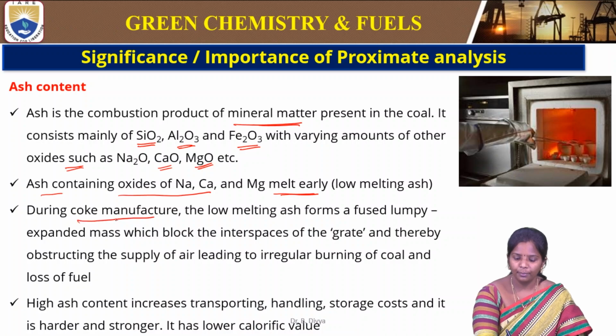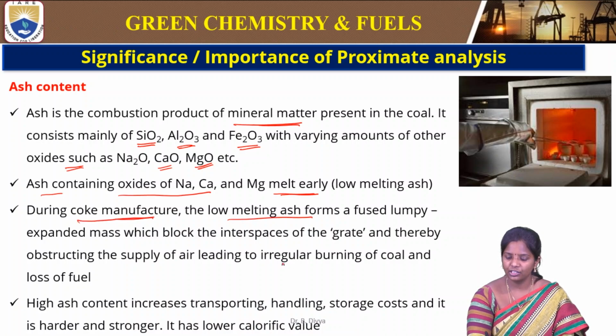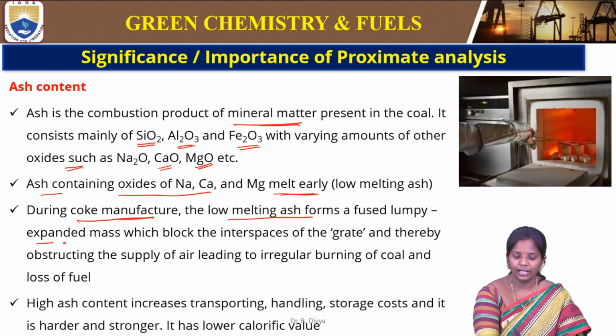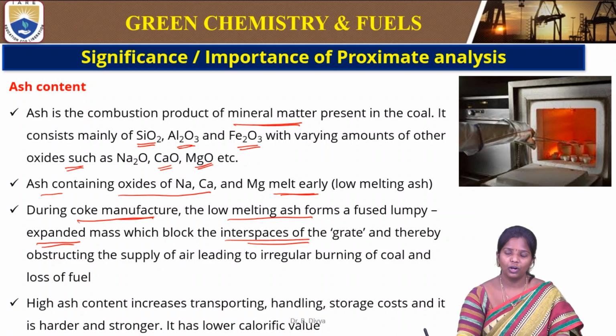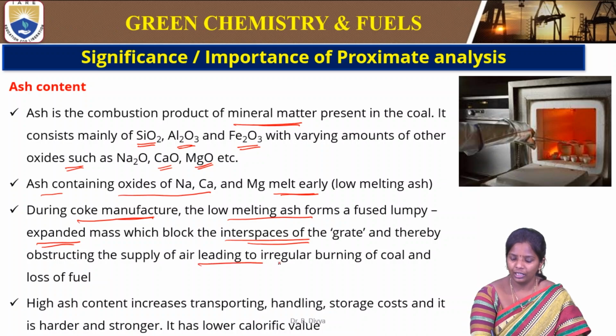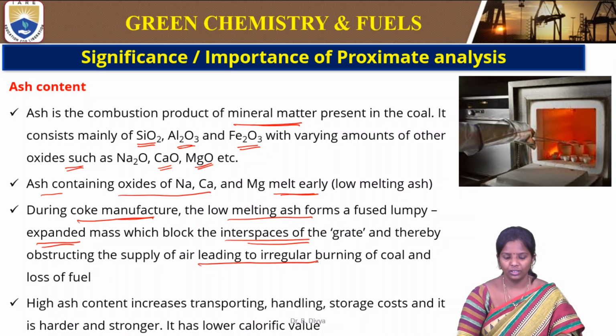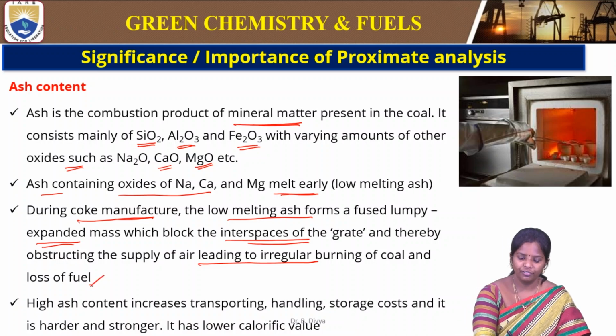During coke manufacturing, the low melting ash forms a fused lumpy expanded mass which blocks the interspaces of the grate. So what happens when we are manufacturing coke from the coal? The presence of these oxides makes it lumpy. It becomes a mass-like structure that blocks the spaces present. They obstruct the supply of air, leading to irregular burning of coal. So that is also a loss of fuel.